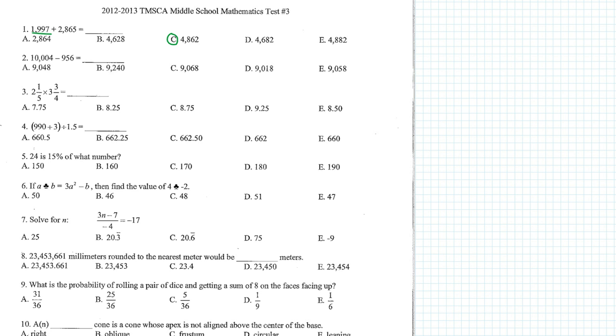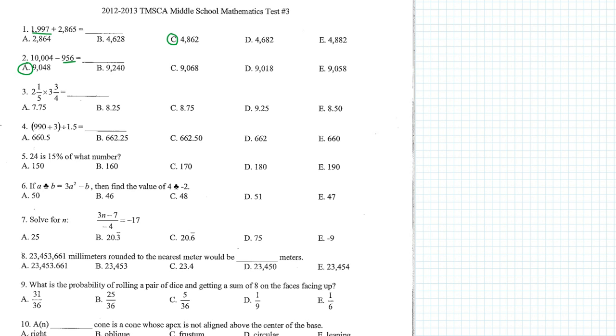Question 2. What is 10,004 minus 956? So 10,004 minus 1000 is 9,004, and then we add back 44 and we get 9,048. So A is the answer.